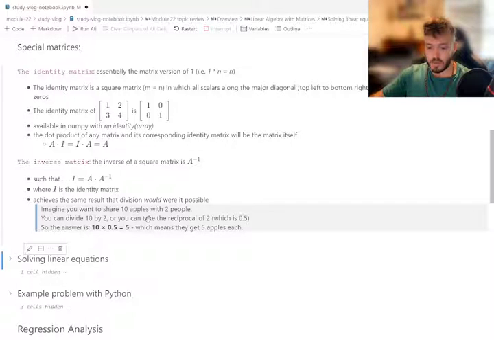Imagine you have 10 apples you want to share with 2 people, and you can divide it by 2, which is what most normal people would probably do. Or you can also multiply by 2's reciprocal, or the inverse of 2, which is 0.5, and that gives you the same answer. So although there's no defined way to divide matrices in matrix algebra, we can achieve the same result by multiplying by the inverse matrix. So that's what's really cool about the inverse matrix. It essentially allows us to do division on matrices without actually doing division.